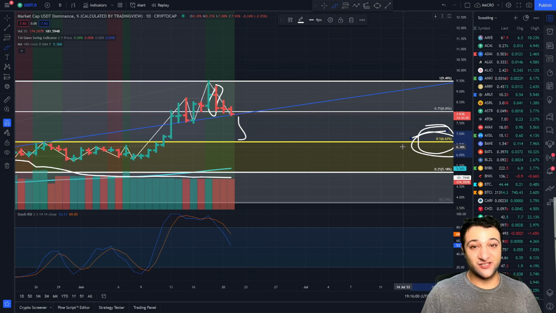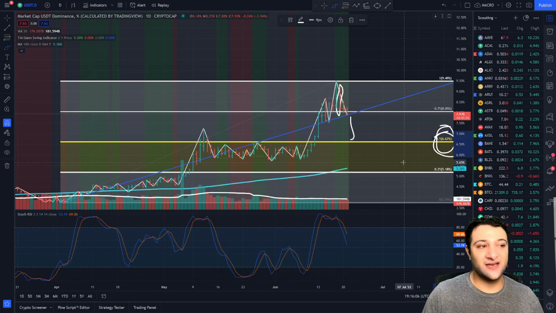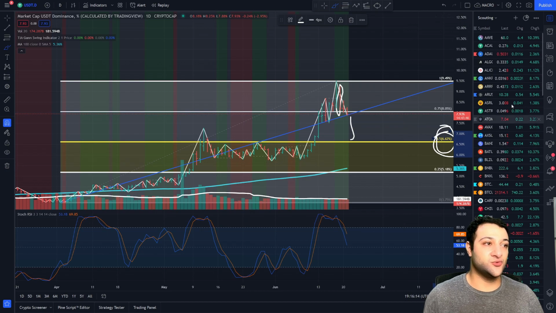But I still expect there to be a rally and then another dump. The market still needs more pain, unfortunately, because the stock market has just experienced their pain. And we know that the NASDAQ and the crypto market are generally correlated. And if you look at the NASDAQ, you will see that there is still more pain to be had there.